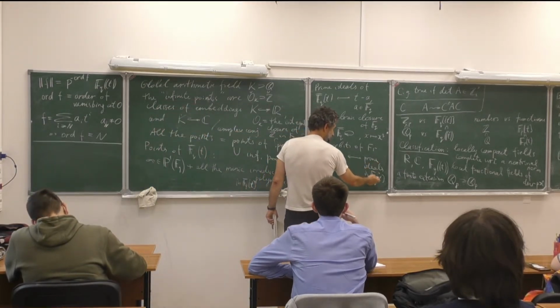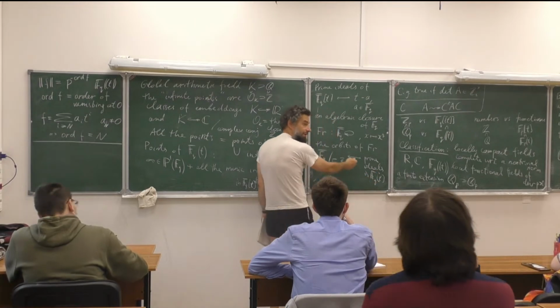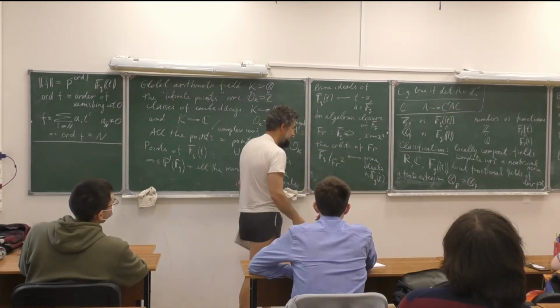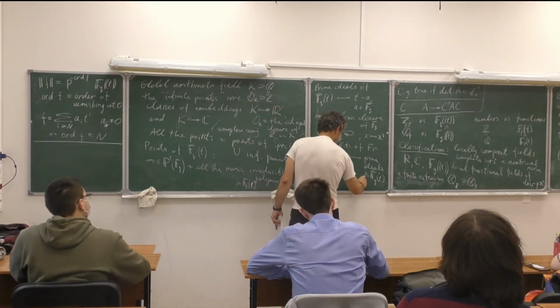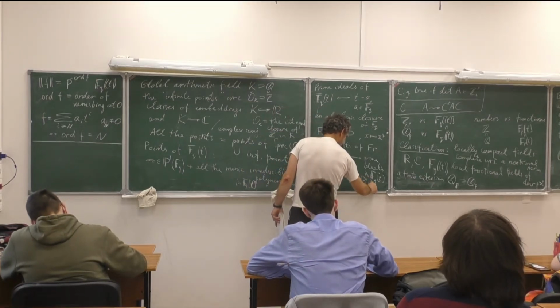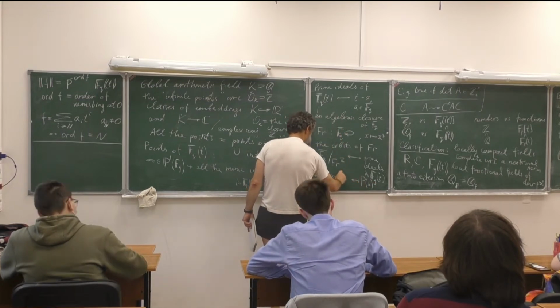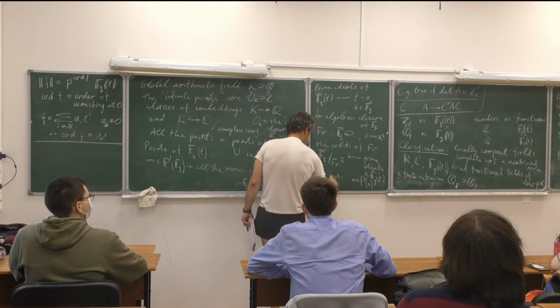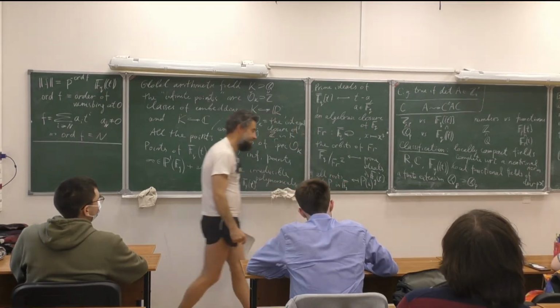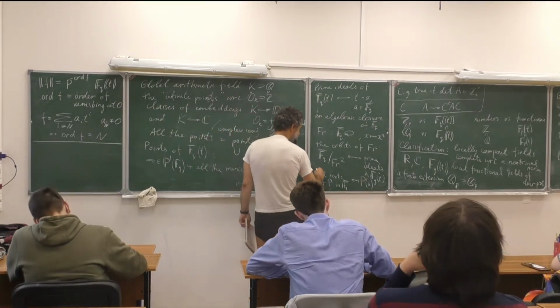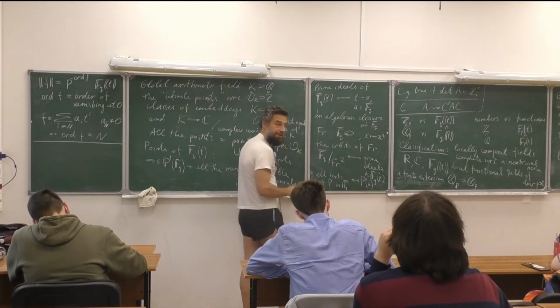Namely, given an irreducible polynomial, you consider all of its roots. This will be a Frobenius orbit. P(x) goes to all roots of P in this algebraic closure. And conversely, given an orbit, how do you construct a polynomial?